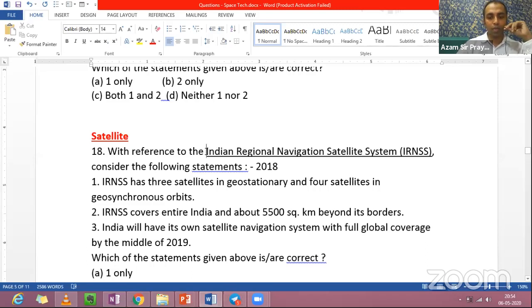Students, if you remember, in 2018 in the mains, if you can see, the question was on IRNSS. Again, the question came in the prelims also. So this was a question asked in prelims as well as in mains.